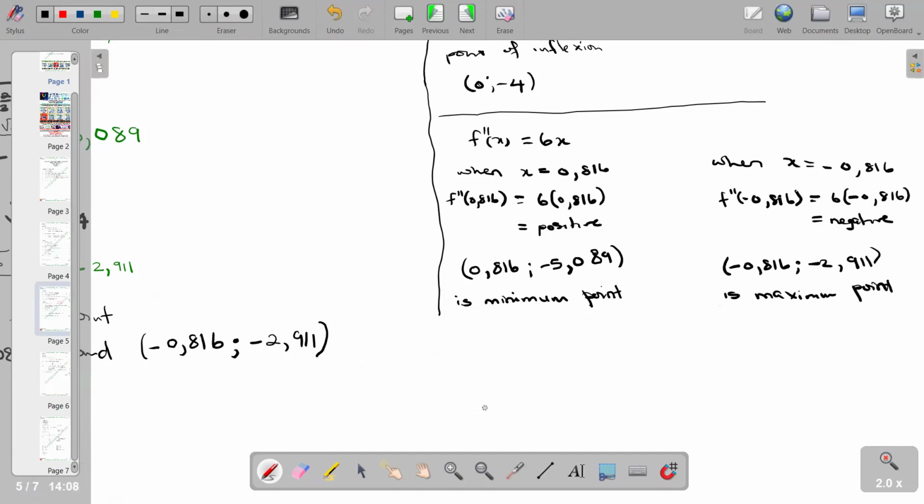Then, when you substitute the x value at a turning point in the second derivative, if the answer that you get is positive, it means that point is a minimum. And if the answer that you get is negative, it means that point is a maximum.